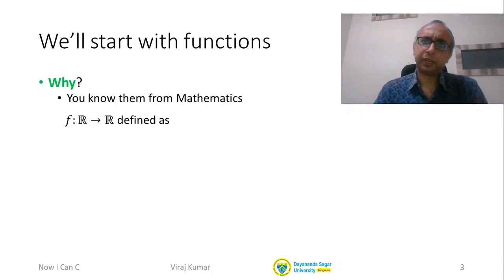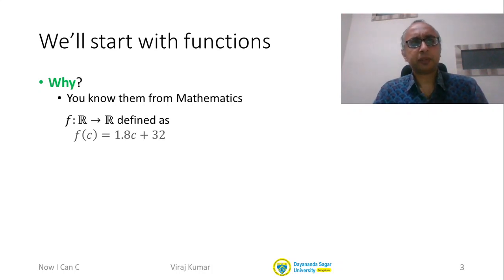And you can define the function. However, I have defined the function like this. So this function f, it takes a real number c, and it returns another real number, 1.8 times c plus 32. Now, is this just some random function that I came up with? Just pause the video and think about this a little bit. Can you recognize this function? It has some useful value.